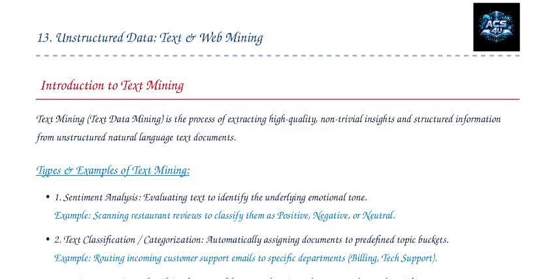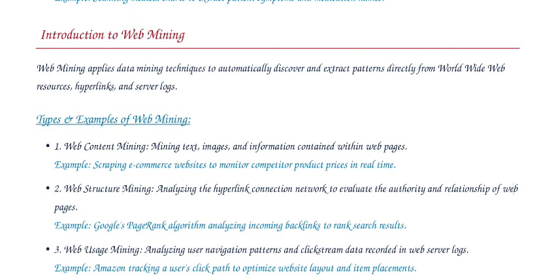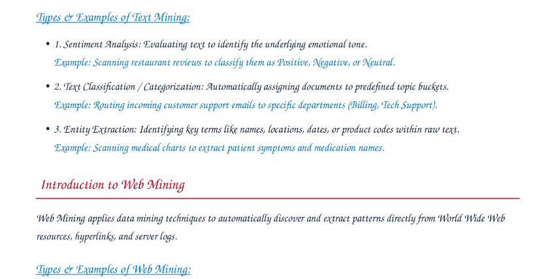Sentiment analysis: evaluating text to identify the underlying emotional tone. Example, scanning restaurant reviews to classify them as positive, negative, or neutral. Text classification or categorization automatically assigns documents to predefined topic buckets. Example, routing incoming customer support emails to specific departments like billing or tech support.